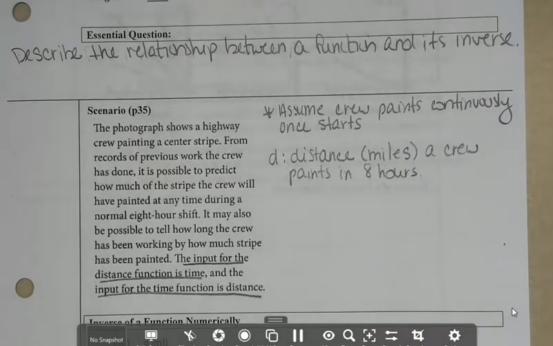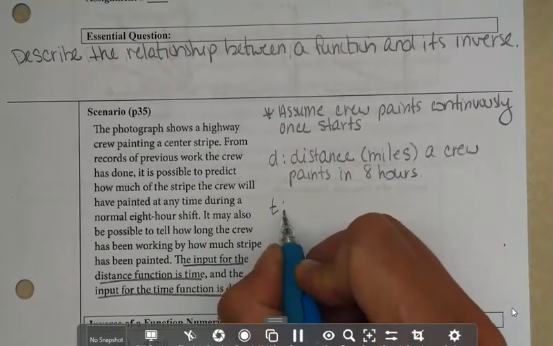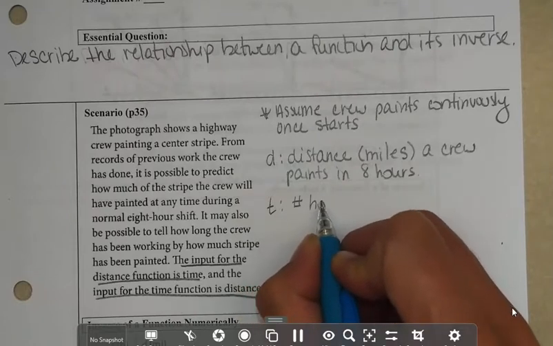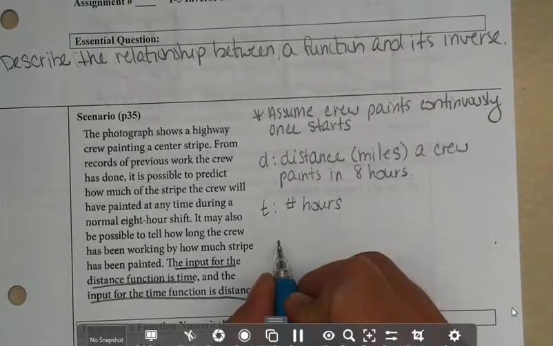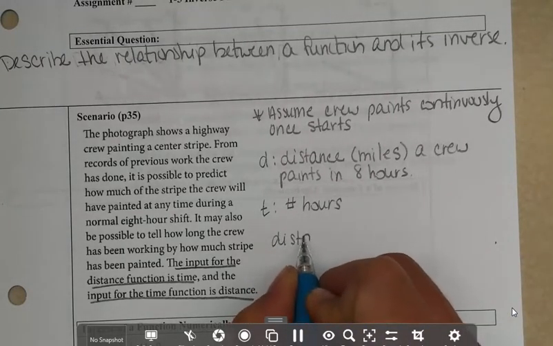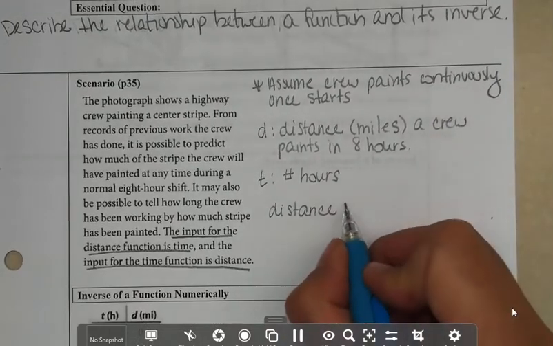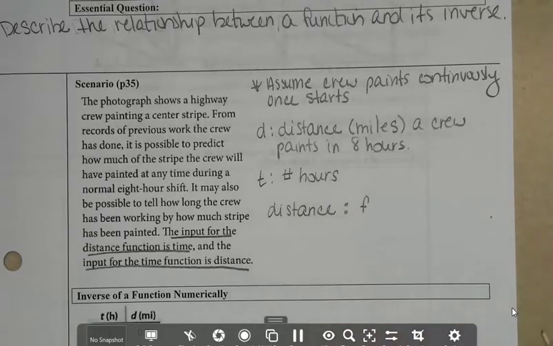So then what would be a good variable for time? Oh, you're so smart, T, of course. So T is going to represent number of hours or time. So from that, it looks like we can come up with two different functions. We can come up with a function for distance. So our distance function, and I'm going to be real generic with this because it's going to be hard if I start throwing in crazy variables here. So our distance function is going to be f.